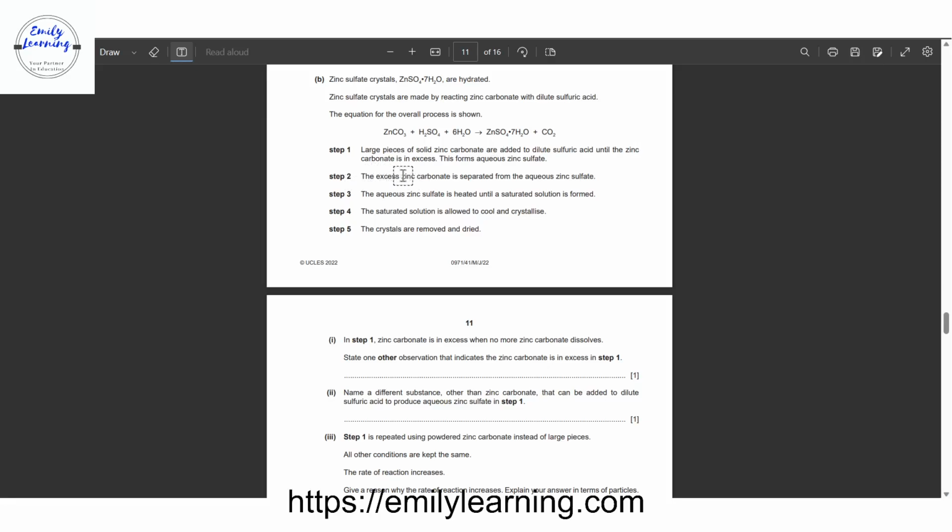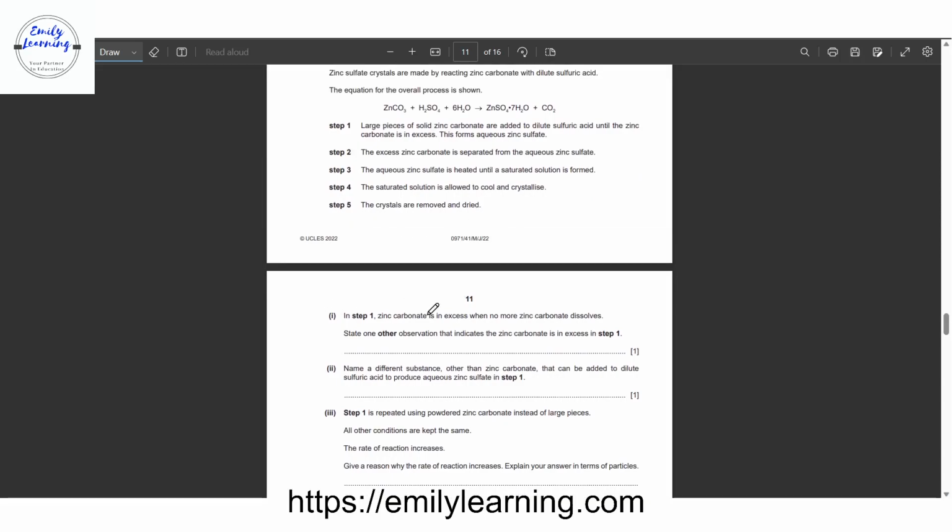Okay, so you separate the excess zinc carbonate from the aqueous zinc sulfate. So excess zinc carbonate is a solid, so to separate it from aqueous zinc sulfate, you'll use filtration. Step 3, the aqueous zinc sulfate is heated until a saturated solution is formed. Then you cool the saturated solution to allow it to crystallize, and then you remove and dry the crystals.